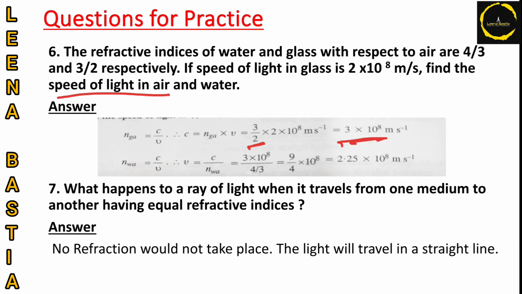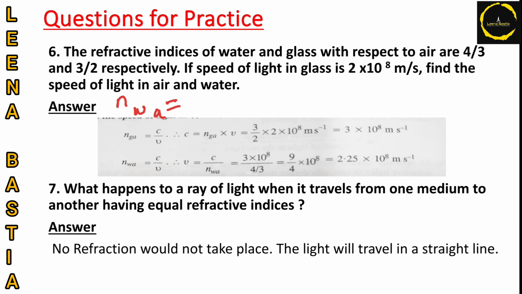Just see it, children. Again, I am saying the refractive index of water is 4 by 3, glass is 3 by 2. Whatever is given, you have to first write. n_ga, glass with respect to air, is given. We calculated air first, so this part is clear, I think. Now the second one is water. For water, in the same way, you have to write the refractive index of water with respect to air, whatever is given.